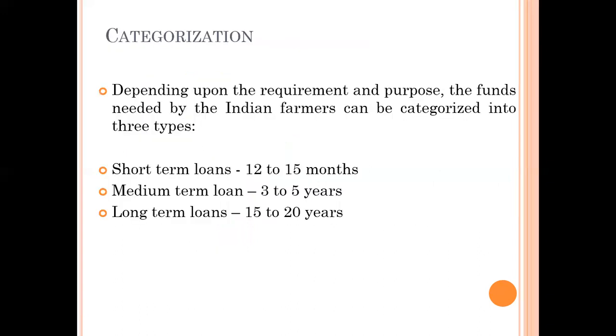Now, categorization, if we will talk about, depending upon the requirement and the purpose, the fund needed by the Indian farmers can be categorized into three categories: short term loans, medium term loans, and long term loans. So, short term loans are, we will say, if a loan for 12 to 15 months is there, it will come under the category of short term loan, and medium term loan will come under 3 to 5 years of duration, and long term loans will come from 15 to 20 years.